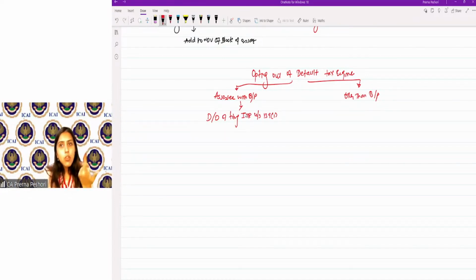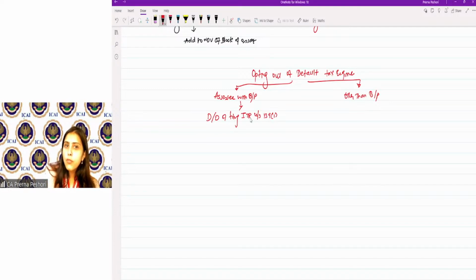Once you have opted out, can you go back again? Yes, only once. Only once you can go back to 115 BAC again. Otherwise, once you have now gone to 115 BAC, then can you again opt out? Answer is no. So you have the option only once, till your business is there, that you can opt out and again opt in. And once you have opted out and then again opted in, you cannot then come back.